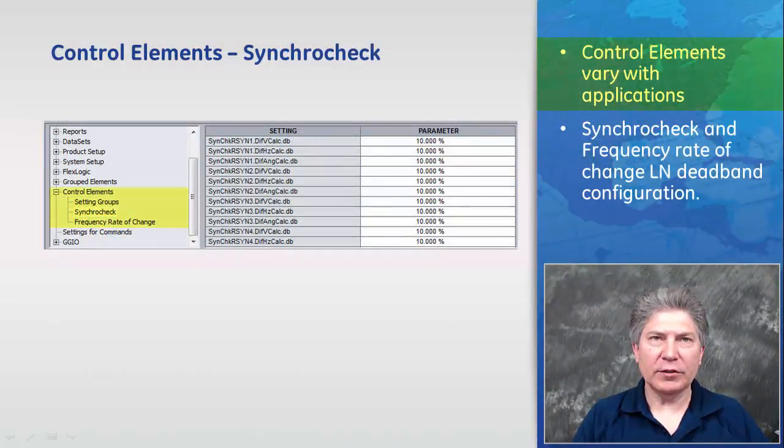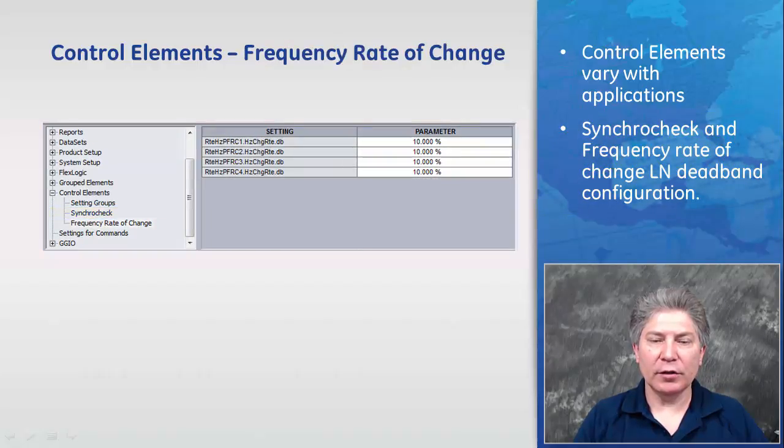Under control elements, these also vary with the different applications as well. So things such as synchro check and frequency rate of change, this is where we set up the deadband configuration for those as well. So here's the one now for synchro check, and this is what the frequency rate of change looks like. So each one of them has their own logical node associated with it.